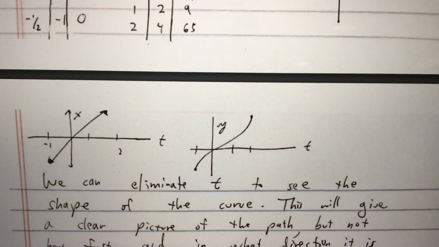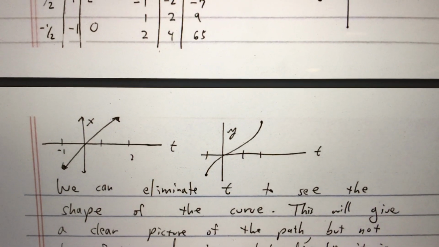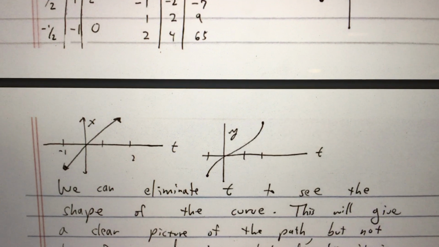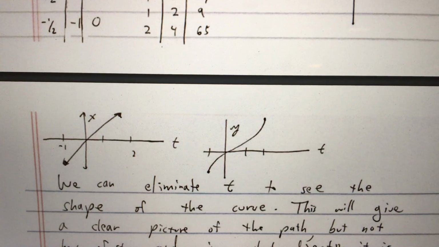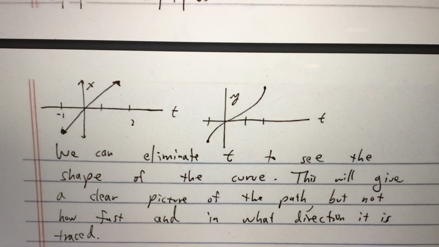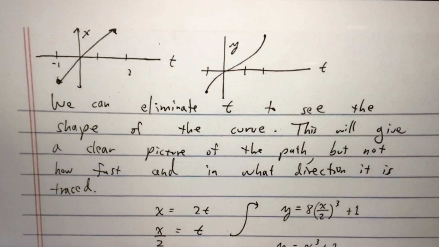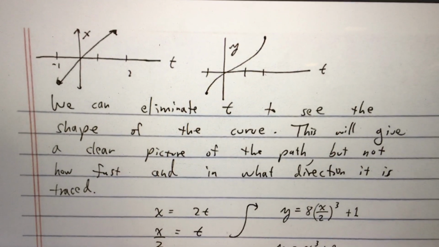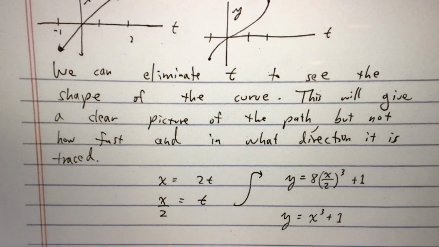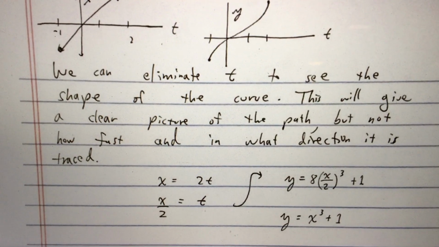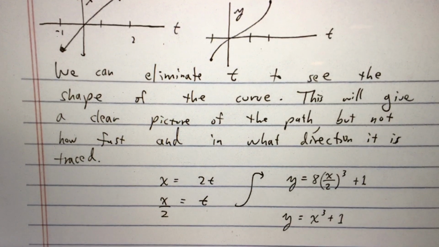So it's nice to see those pictures, and then you can use those to plot more points by just finding any corresponding spot on the x picture and the y picture. But then you can eliminate t. Now this is more of the algebra side of it. You can eliminate t in the equations to see the shape of the final curve, the one that you're actually working on. It gives you a clear picture of the path, like what shape that curve has. It doesn't tell you how fast you're going along. It doesn't tell you where to put the arrows, what direction it's traced.